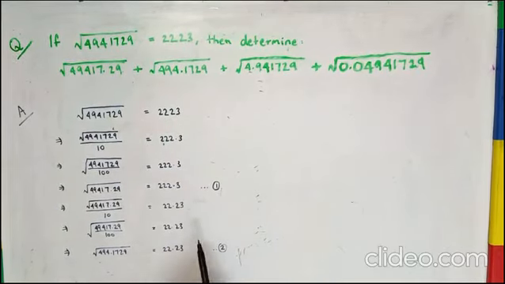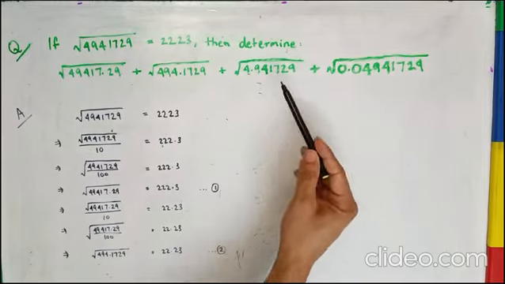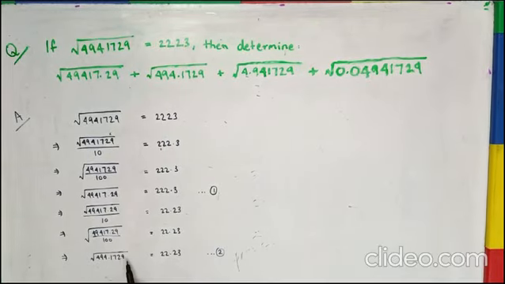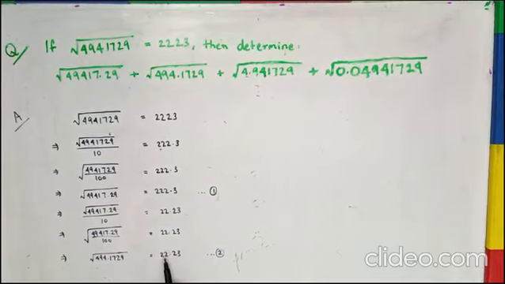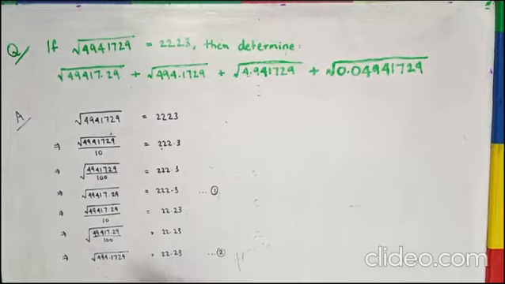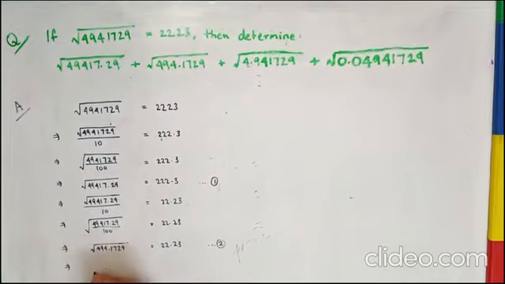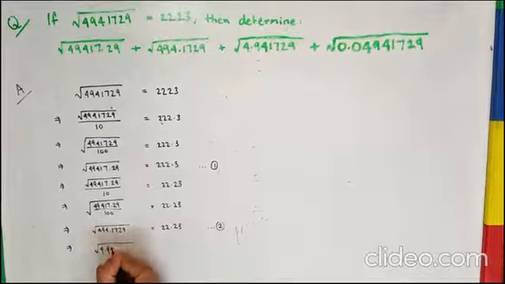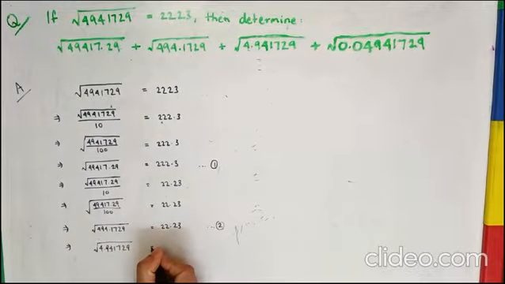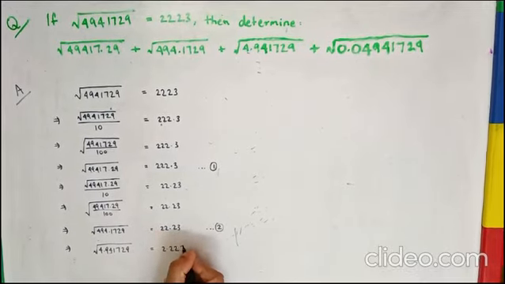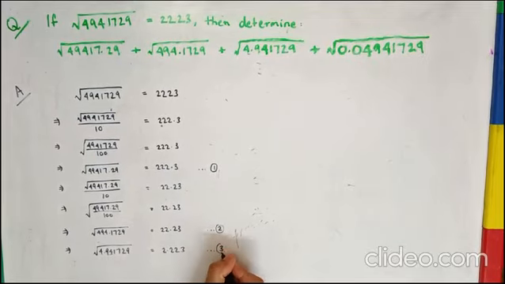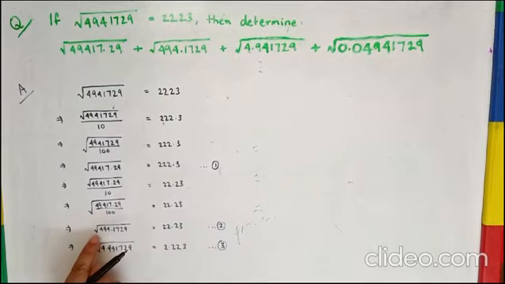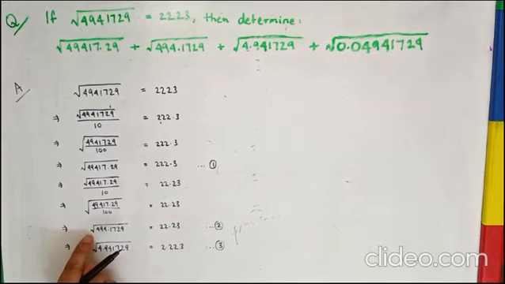Now from 1 and 2 alone, we can clearly say that the square root of 4.941729, what will that be? That will be 2.223, right kids? This will imply the square root of 4.941729 is equal to 2.223. This will be third.